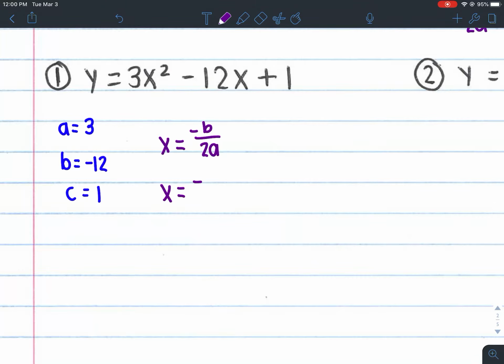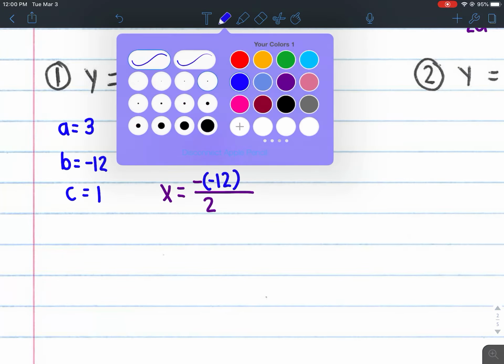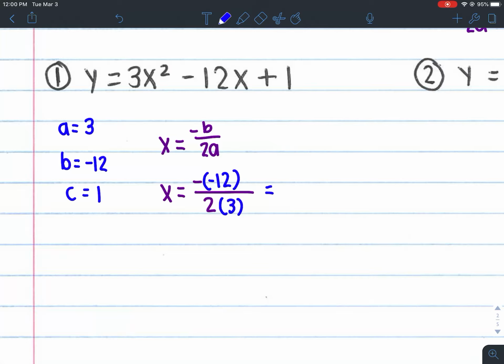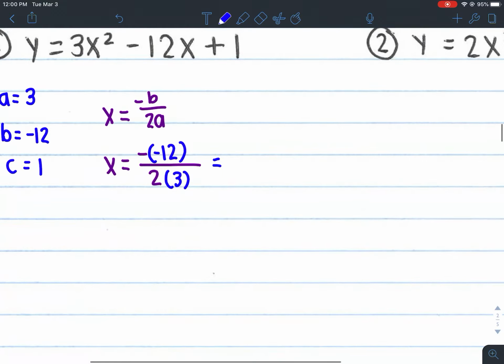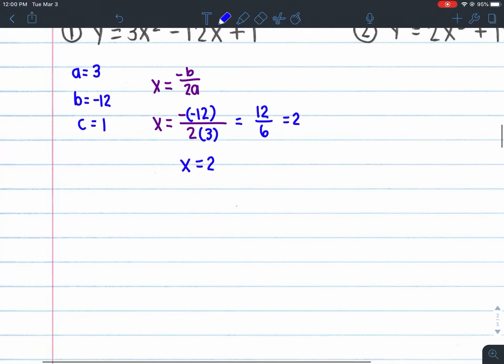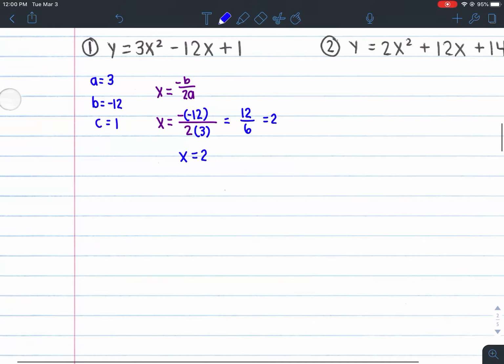X equals negative, what's my b? It's negative 12 divided by 2 times my a, which is 3. And I simplify this, I'm going to have positive 12 in the numerator and positive 6 in the denominator. And that equals 2. So x equals 2. So what does that tell me? That tells me that my vertex, the x value is 2.